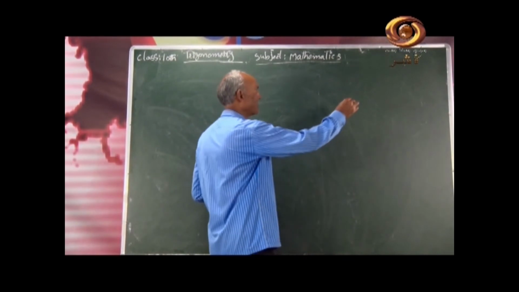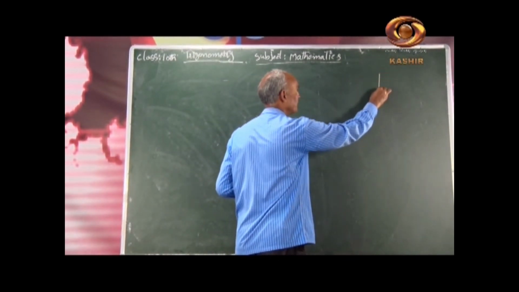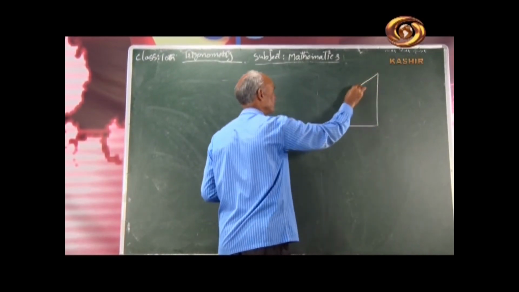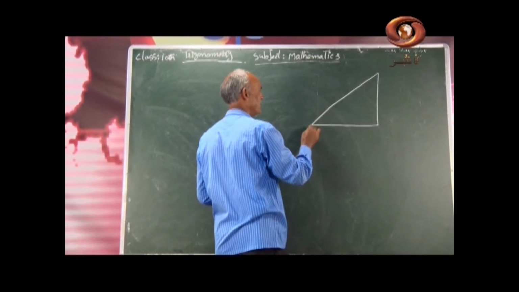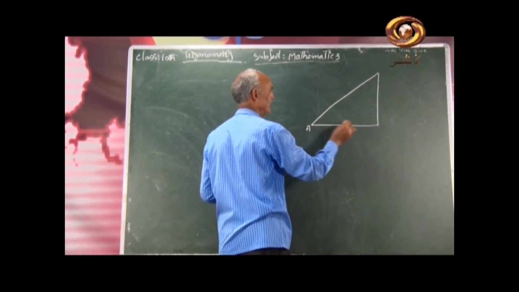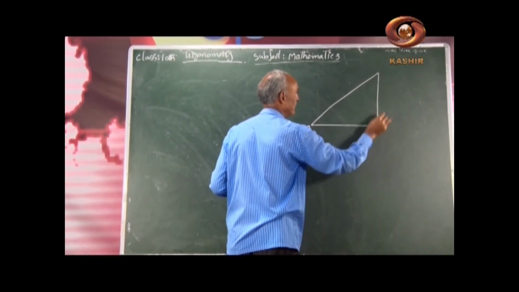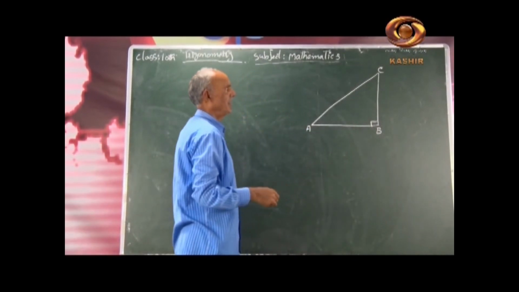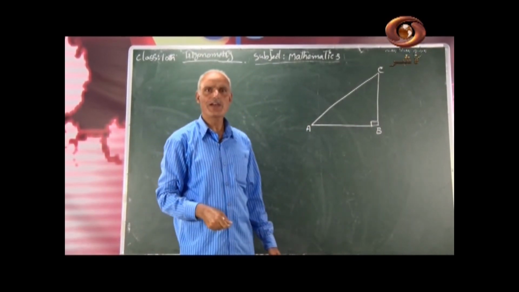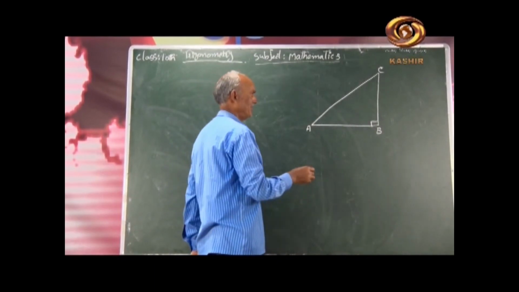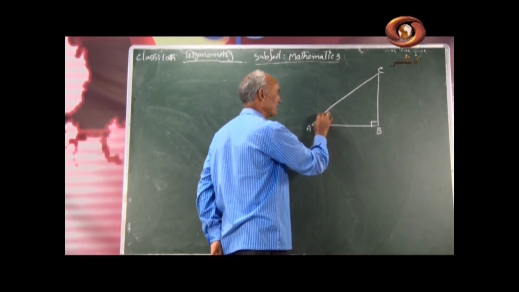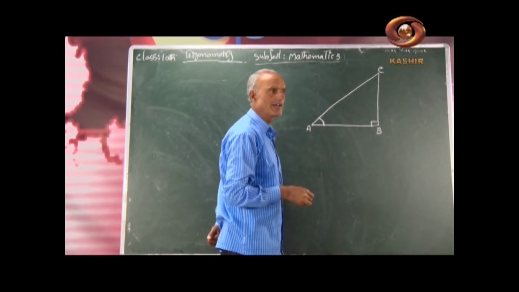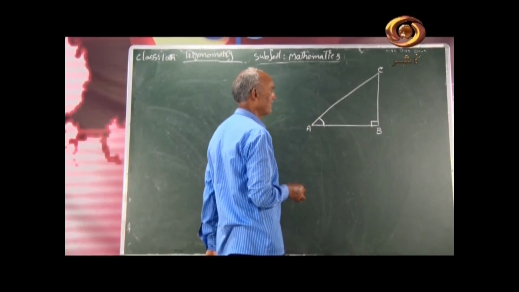For example, let us take a right triangle like this, say ABC. ABC is a right triangle, right angled at B. In every right triangle we have other two angles as acute angles. We talk of these acute angles, the trigonometric ratios in terms of acute angles. Say in terms of angle A, which is an acute angle.